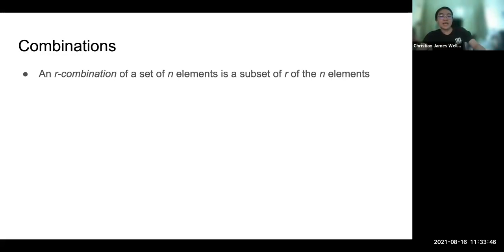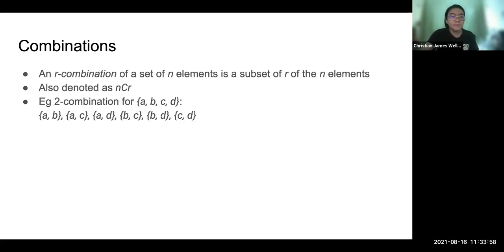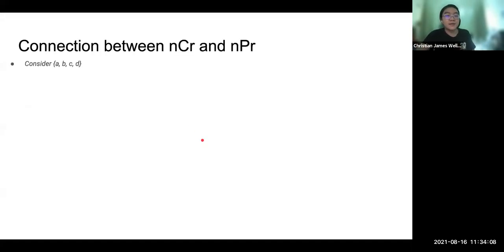In combinations, I don't really care about the order. I just want to know how many ways I can choose, without caring about the order. Also denoted as nCr, pronounced n choose r. So for the two combinations of ABCD, we have AB, AC, AD, BC, BD, CD. You can stare at it and convince yourself that these are the two combinations.